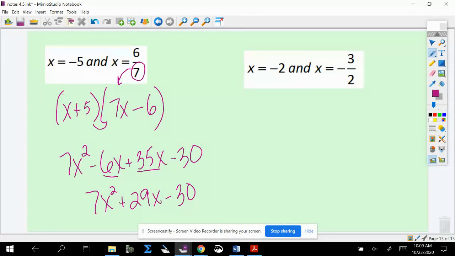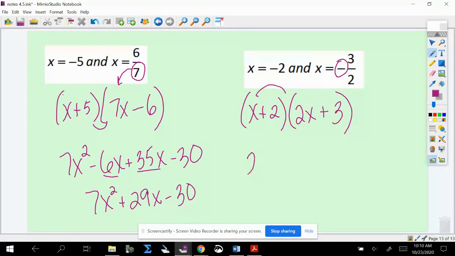Same thing with the last one. If -2 is one of your roots, you're going to write x plus 2. And then if it's -3 over 2, you're going to put the 2 in front of the x. You're going to use the opposite sign. So it's going to be plus 3. Those are the two factors that go with the two roots. And then you're going to FOIL.